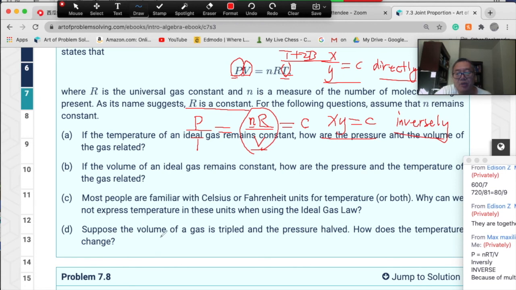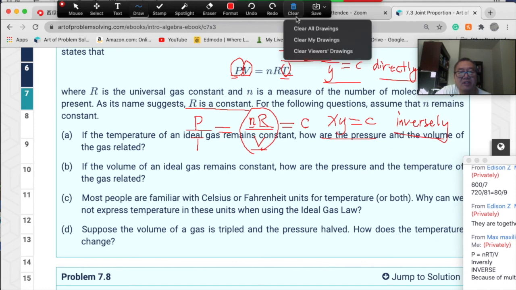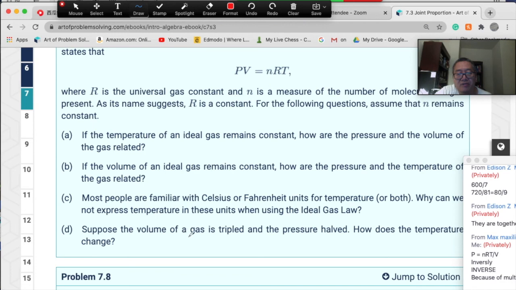Okay, D. Suppose the volume of a gas is tripled and the pressure halved. How does the temperature change? Here it says the volume of gas is tripled, so suppose volume 2 equals 3 times volume 1, and the pressure is halved, so P2 equals half times P1. Then how does the temperature change? Everybody, you try this problem. Then you can plug into here.